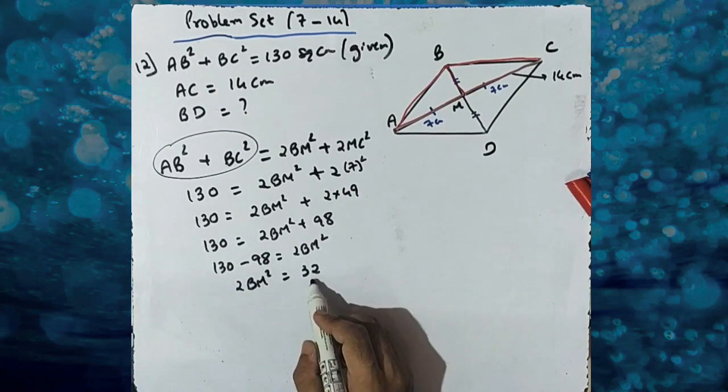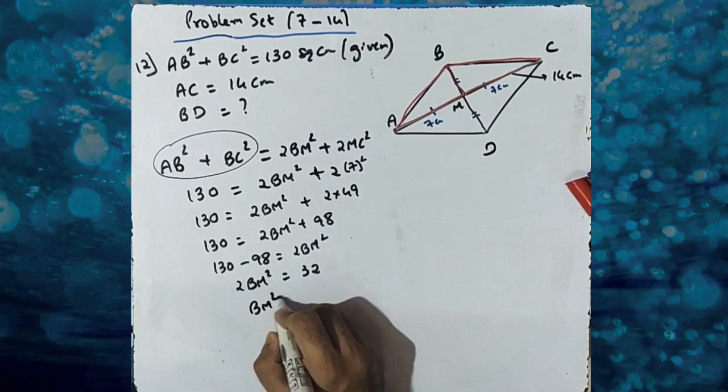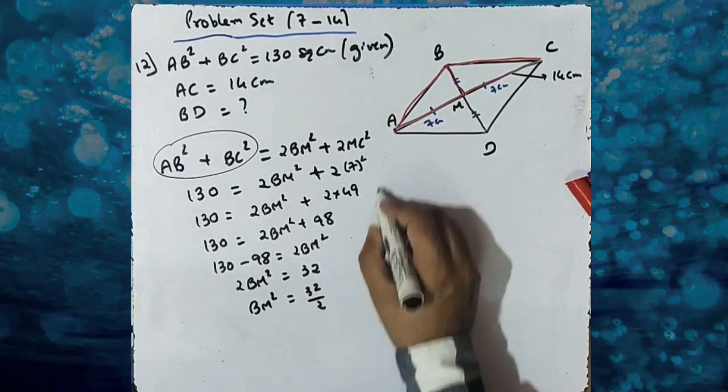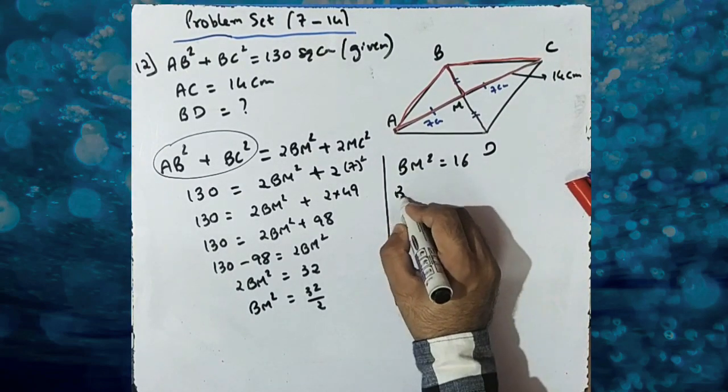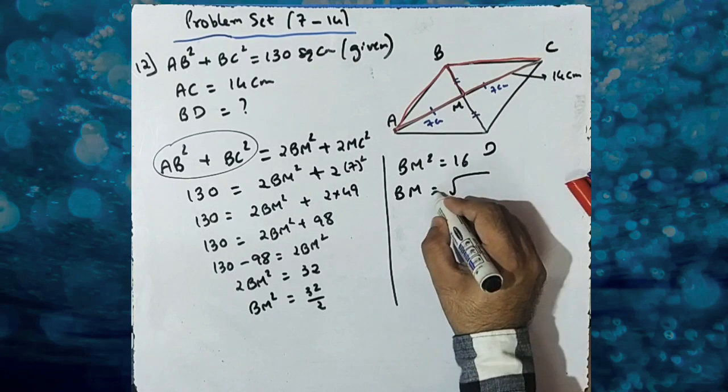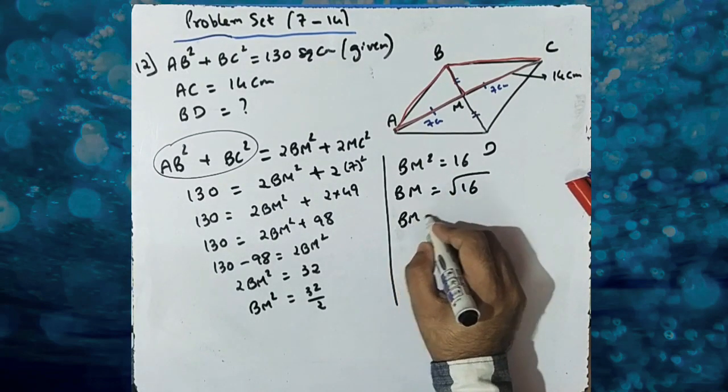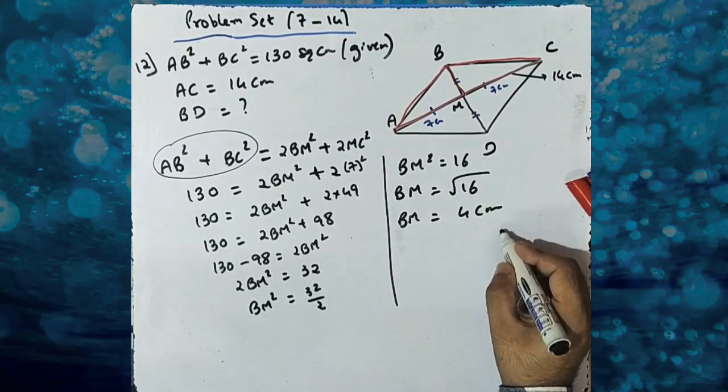If you subtract this, you will get 32. BM square is 32 upon 2. BM square will become 16. BM will become square root of 16, which is 4 centimeter.